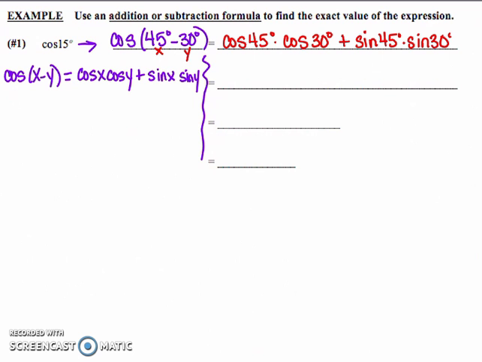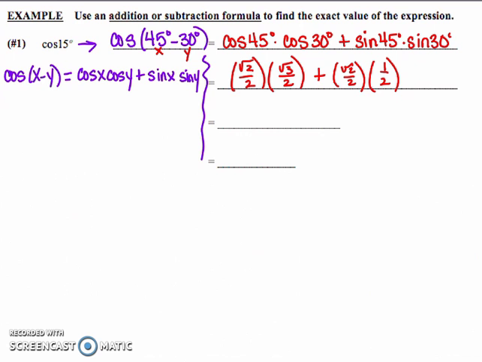The cosine of 45 degrees is the square root of 2 over 2. The cosine of 30 degrees is the square root of 3 over 2. The sine of 45 degrees is the square root of 2 over 2. And the sine of 30 degrees is 1/2. Now that we've plugged in our values for those, we're just going to multiply these fractions together, straight across the top, straight across the bottom.